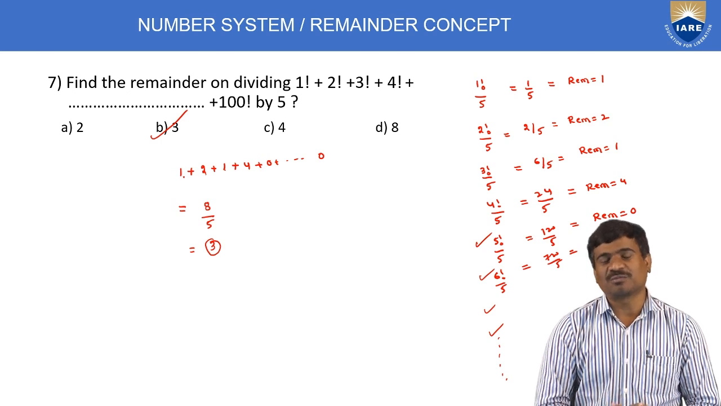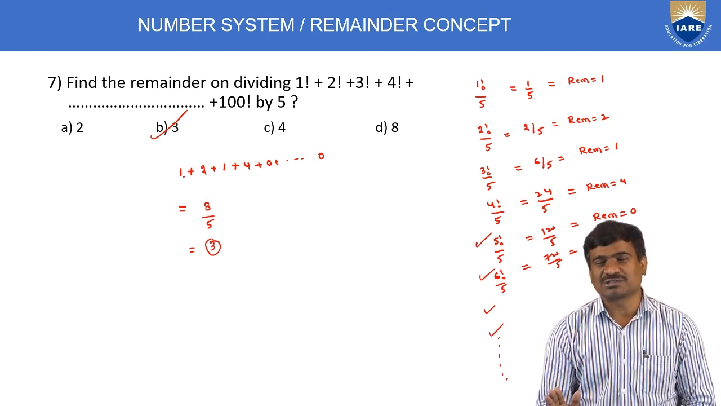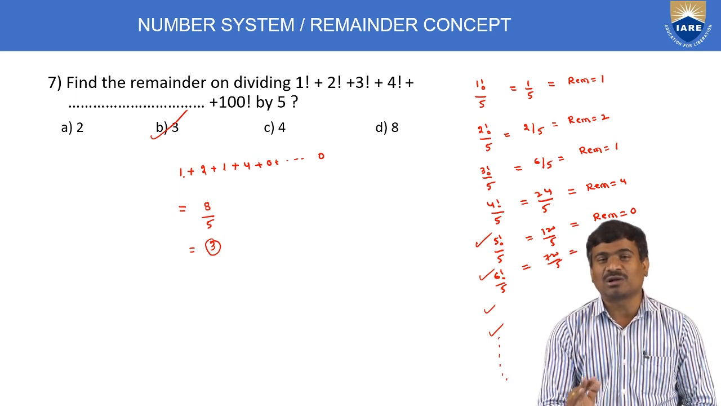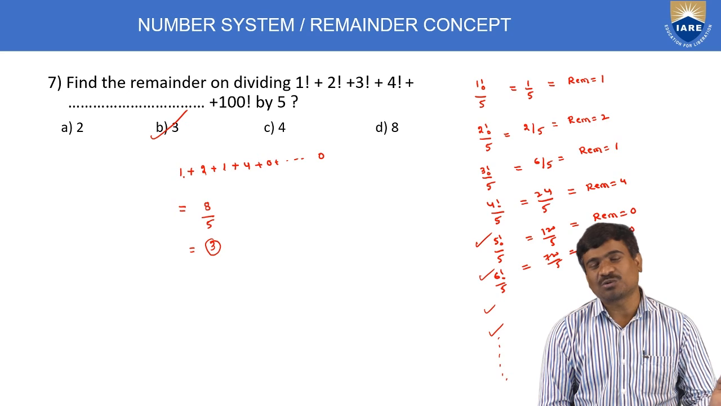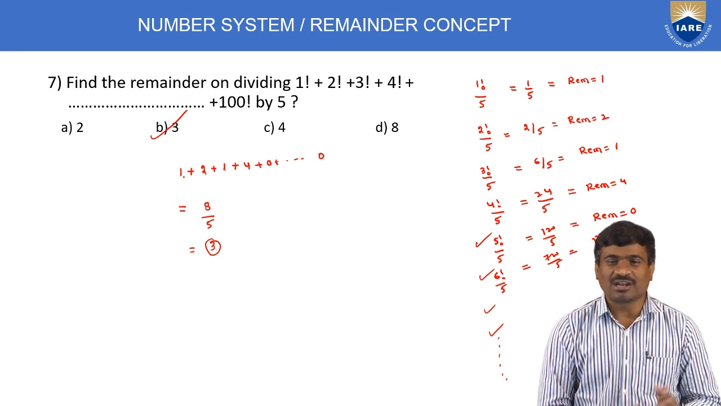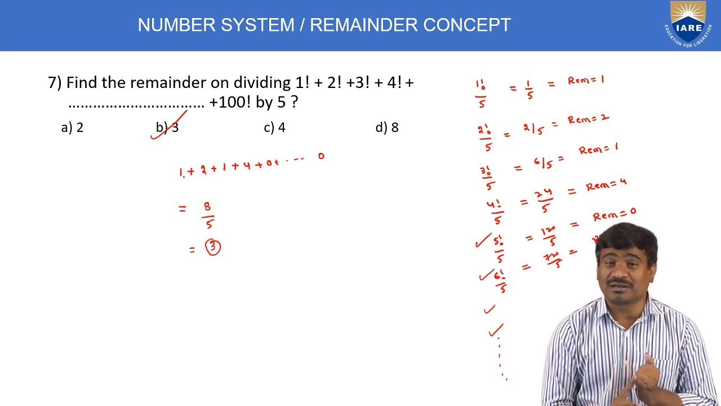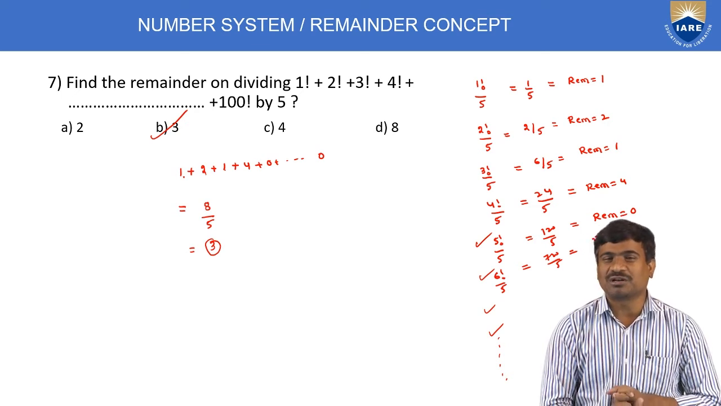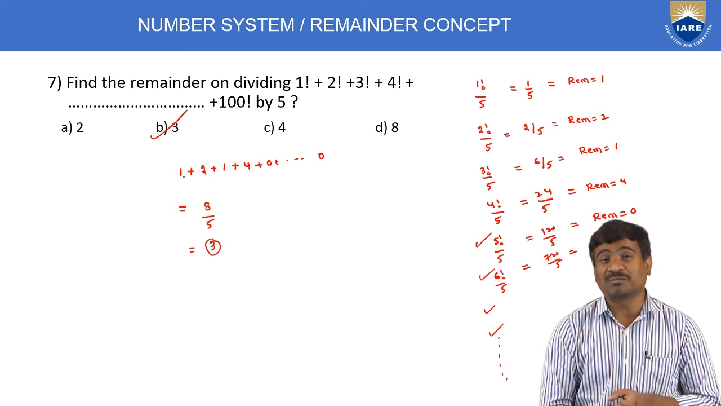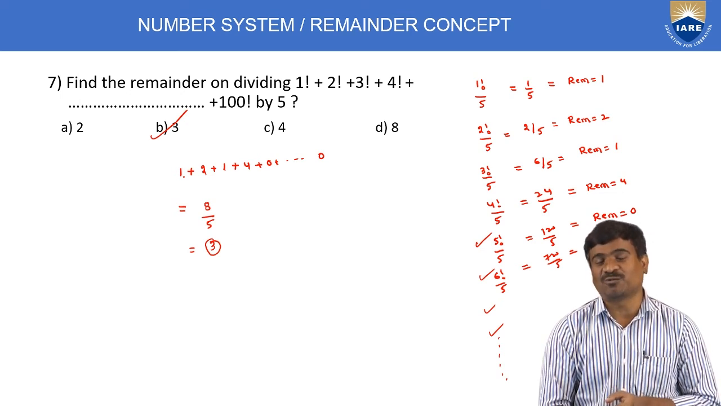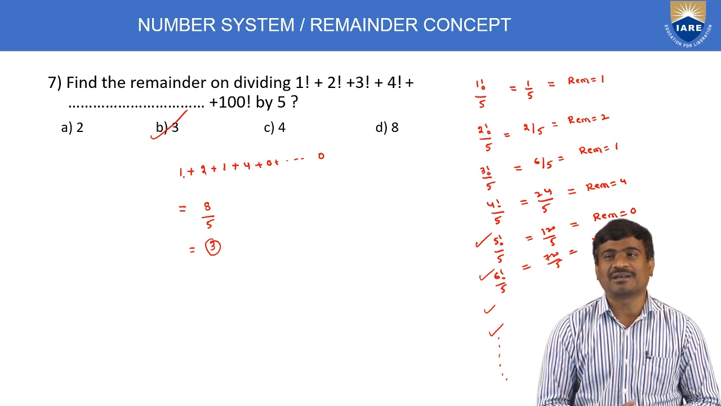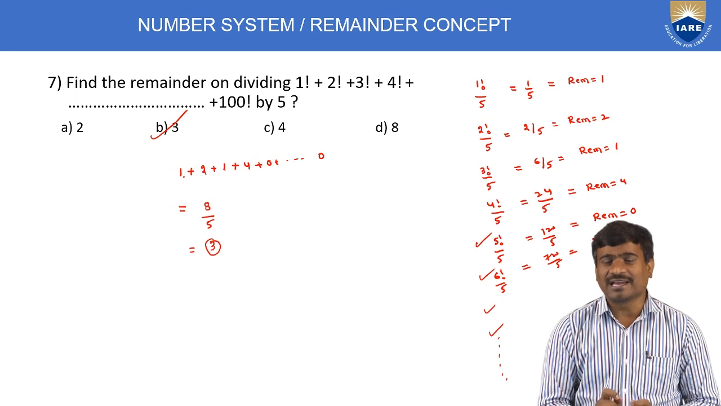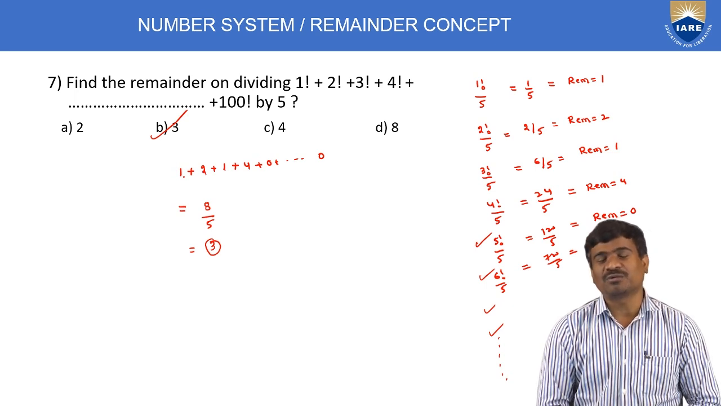The logical short method: 5 factorial, 6 factorial, up to n factorial, all these numbers always have remainder 0. So consider only up to 4 factorial. Calculate the remainder individually: 1 factorial remainder 1, 2 factorial remainder 2, 3 factorial remainder 1, 4 factorial remainder 4. Next, apply the operator addition, that sum is only 8. 8 divided by 5, remainder only 3.